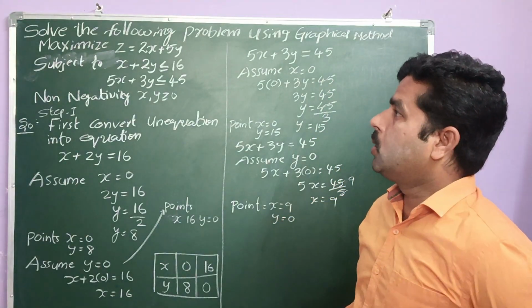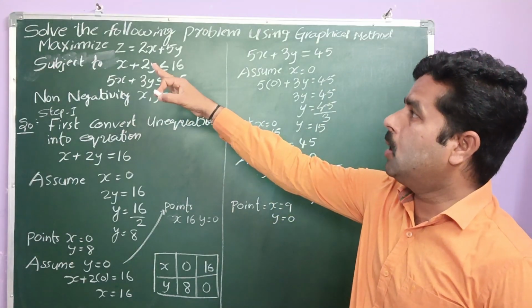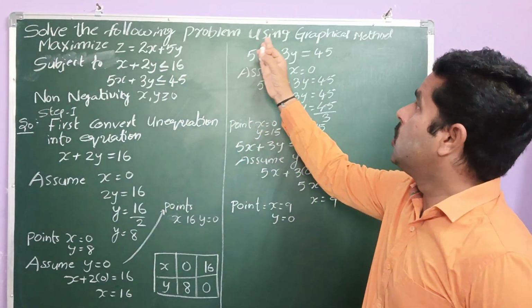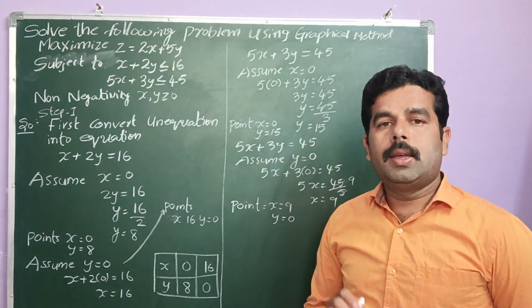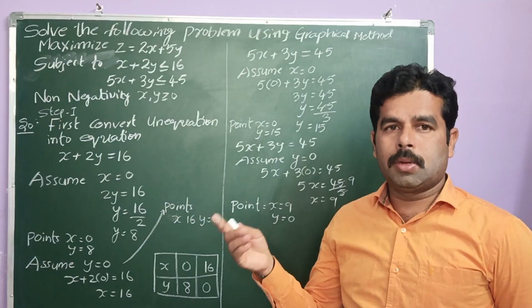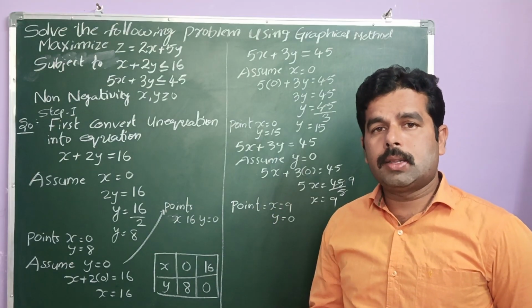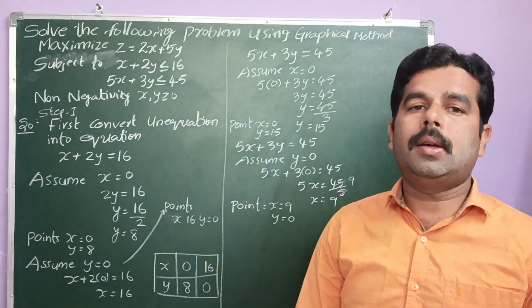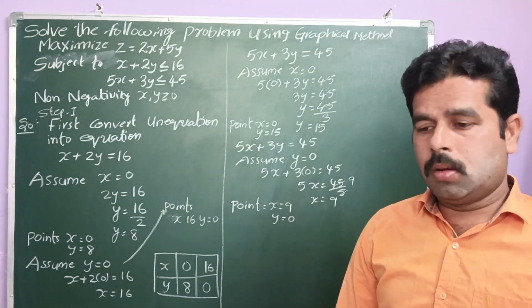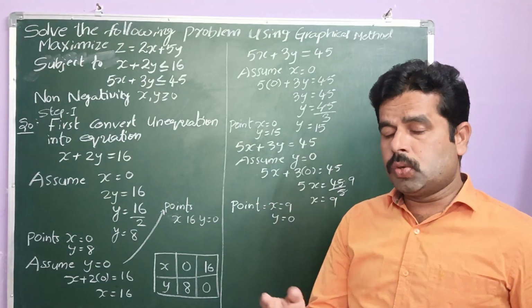So today we are going to solve another problem. The problem is: solve the following problem using the graphical method, that is, the maximization method. Already in the beginning class we said that in the graphical method there are two types of problems, that is, the maximization problem and the minimization problem. So the 10 questions are there.